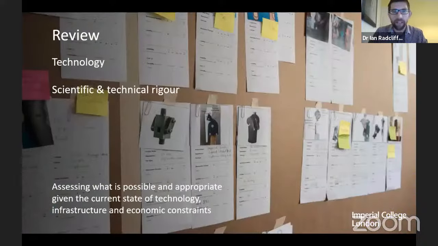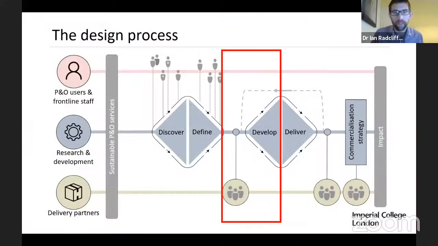So, having understood the problem, we now start looking at some of the technical solutions that are currently in place, some that have been used historically, some that are being used now, and some that are being used in different sectors that might be appropriate to our particular use scenarios. So we enter the development phase.